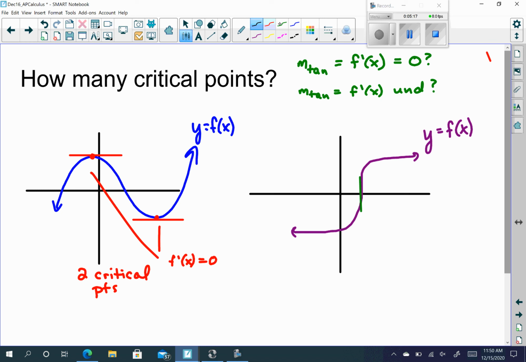So in this case, our derivative would be undefined. The slope of the tangent line is undefined. So here we would just have one critical point. So f prime of x is undefined, or the slope of the tangent is undefined. Likewise over here, f prime of x is equal to 0, or the slope of our tangent is equal to 0.